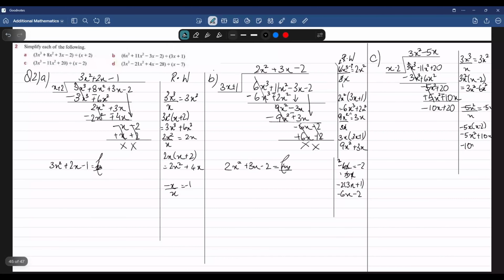So negative 10x divided by x is going to give us negative 10, and negative 10 multiplied by x minus 2 is going to give us negative 10x plus 20. And that is going to come up here, which would give us negative 10x plus 20. Now again, we subtract, multiply by negative, so this becomes negative and this becomes positive. This cancels down to give us 0, which tells us that 3x squared minus 5x minus 10 is your answer for this part.